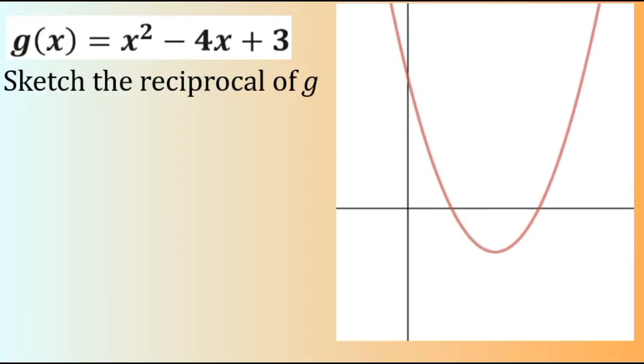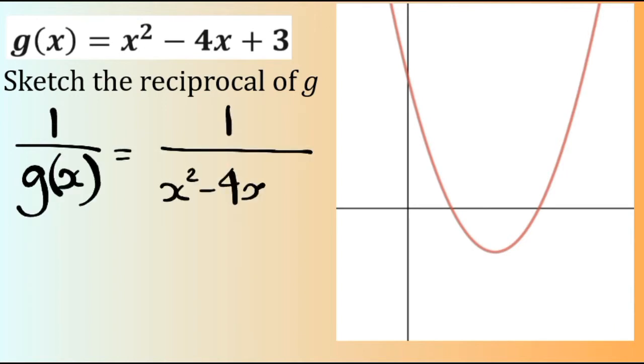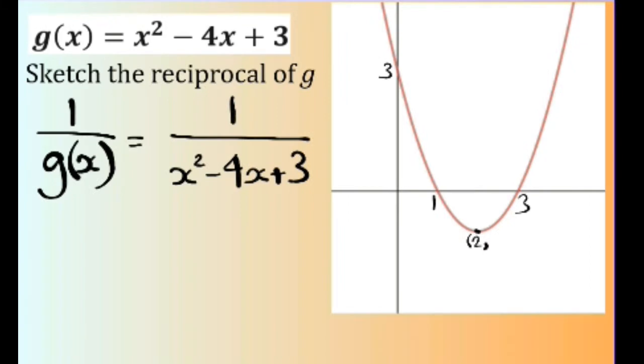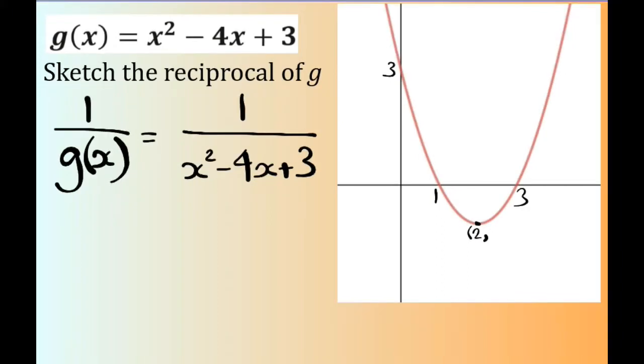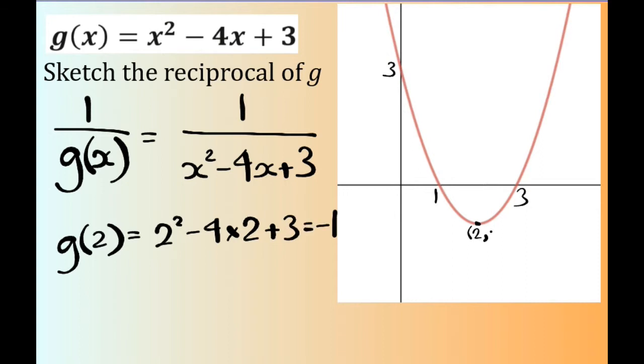The reciprocal, though, a little bit more work. Time once again to find the intersections with the y-axis and the x-axis. I've already done this. It's the same curve as before, but I'm also going to find the minimum point. I can see that the x-coordinate must be between 1 and 3, so it will be 2, and so I find g of 2, which is negative 1. What I'm going to do now is draw the line y equals 1. This will help me with the reciprocals.